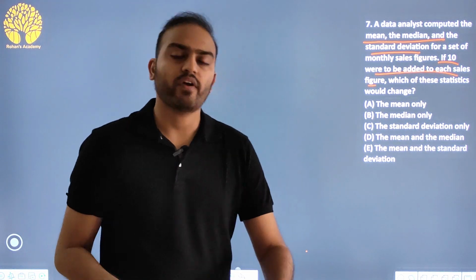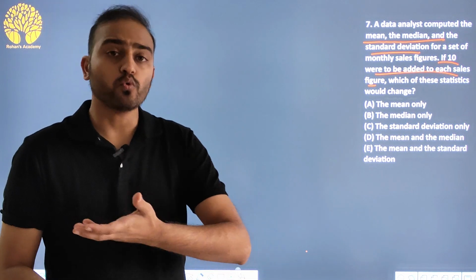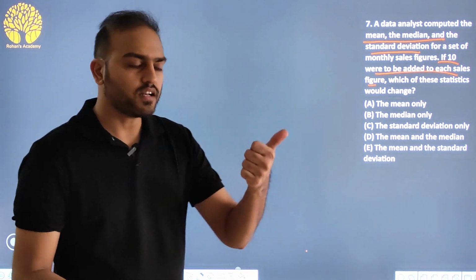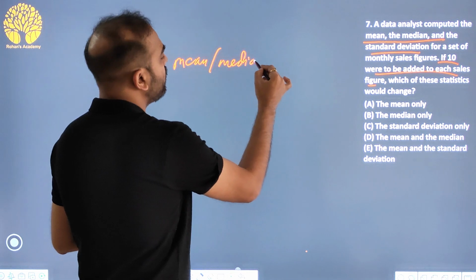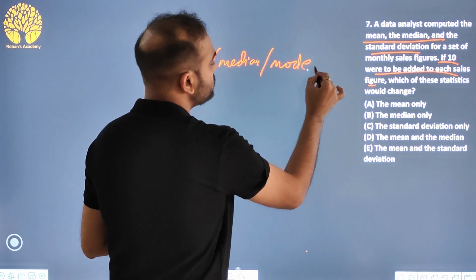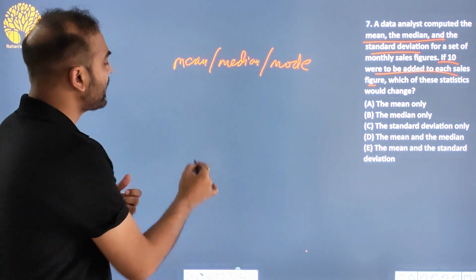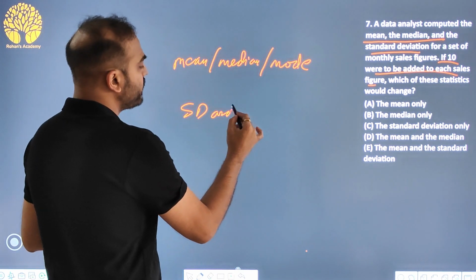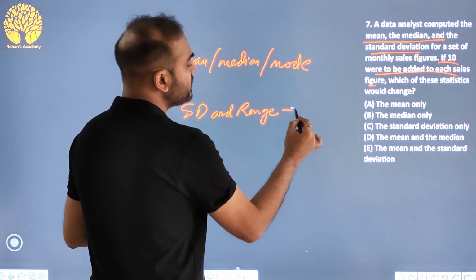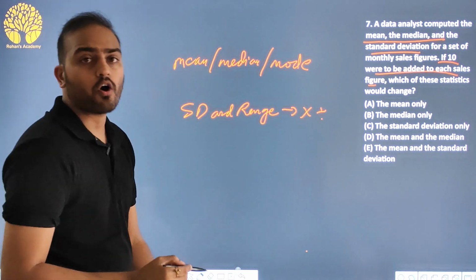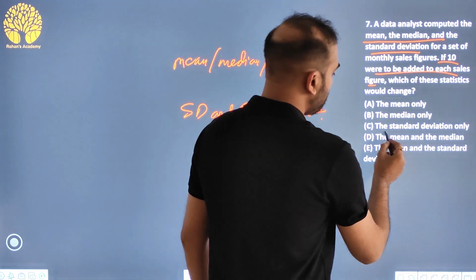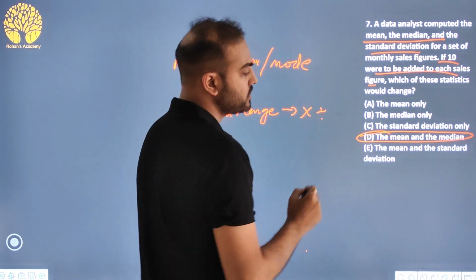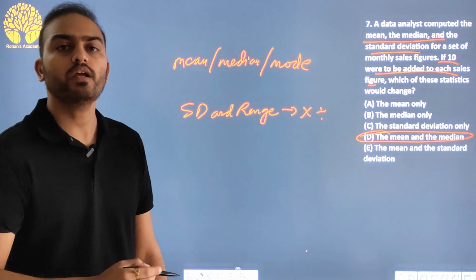So we know that when you add a certain value to all the data, the central values, that is mean, median and mode, change by the same amount. Standard deviation and range only change when you do multiplication or division, right? So since we are adding, mean and median will change, and standard deviation will have no change.